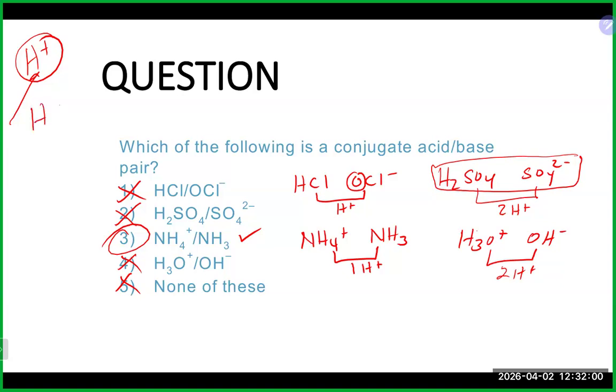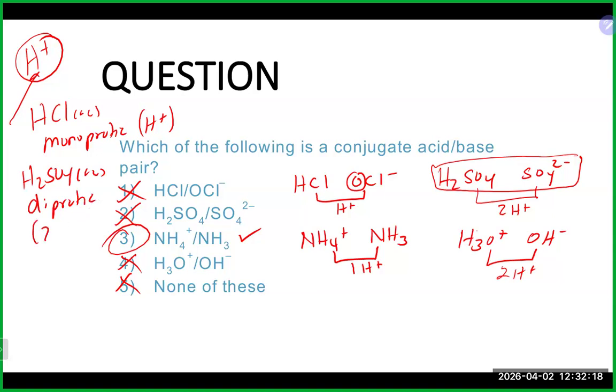So you have something like HCl, which is a monoprotic acid, which means it's got one hydrogen to give. You have something like H2SO4, which is a diprotic acid. It has two hydrogens to give. And by the way, if you have something like phosphoric acid, that's a triprotic acid, and it's got three hydrogens to give.